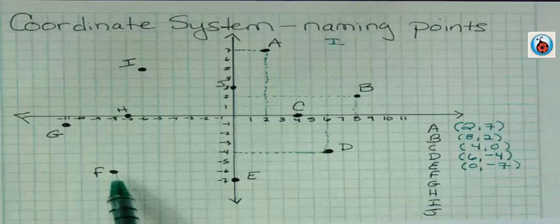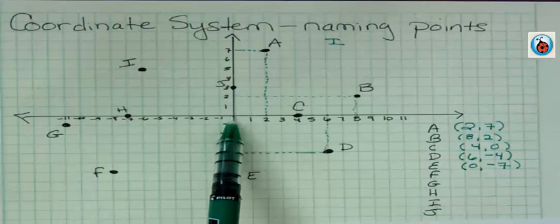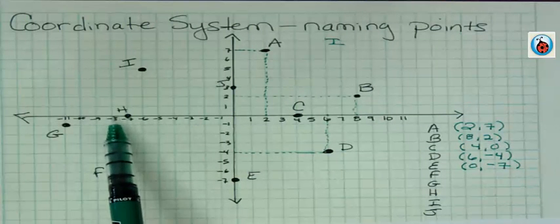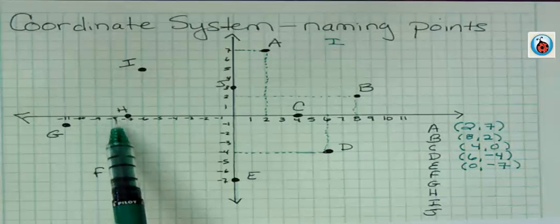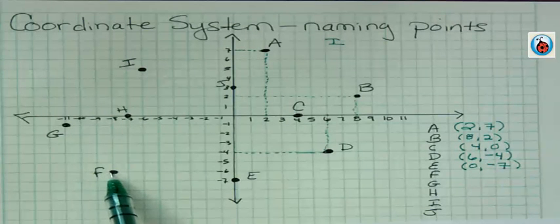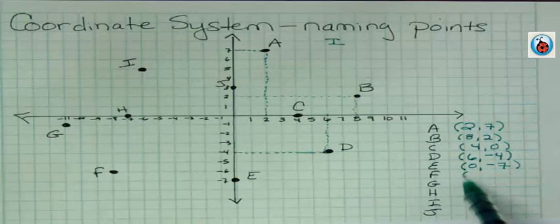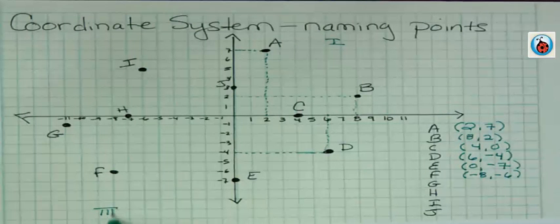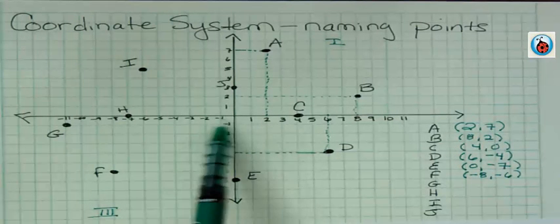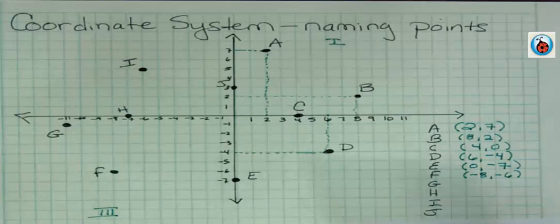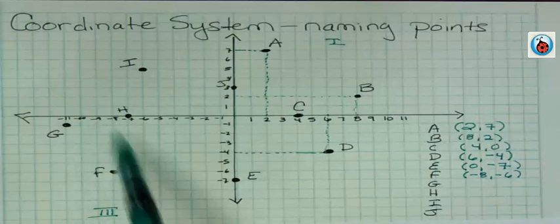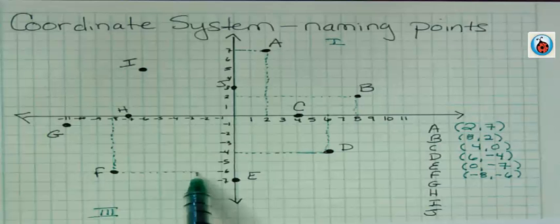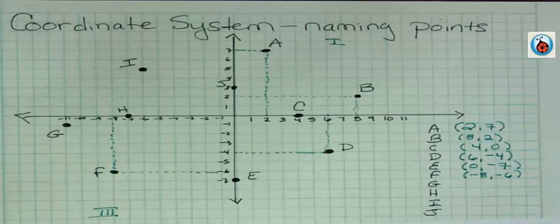Okay, F. From the origin, I'm going to go backwards to -8, and then I'm going to go down to -6. So my ordered pair for F is -8, -6. That makes sense because in the third quadrant, the only way you can get there is to have a negative, negative. And so we did. You can certainly draw the dotted lines to help you see where those numbers are, but for most people, you don't probably need to do that.